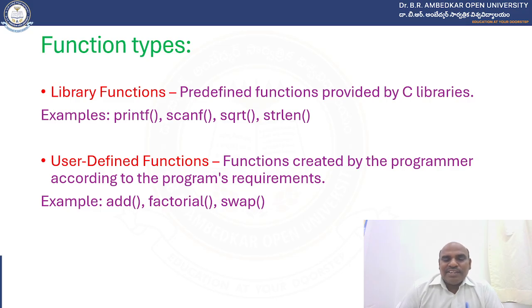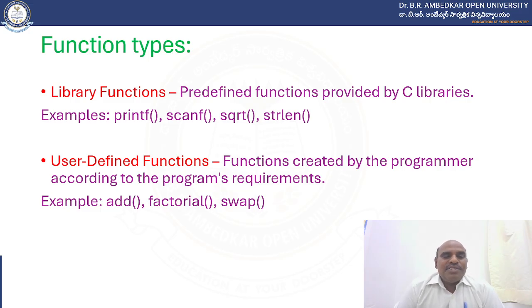KIRN, 5 characters are there. So length is 5. Like this, string length functions are also available. These are string functions. They are available within the header file, that is string.h header file, in the C language library. These are all called predefined functions, that is library functions. Simply, library functions means predefined functions.